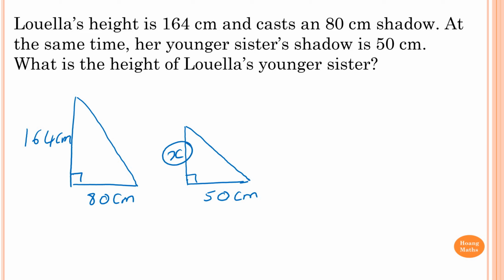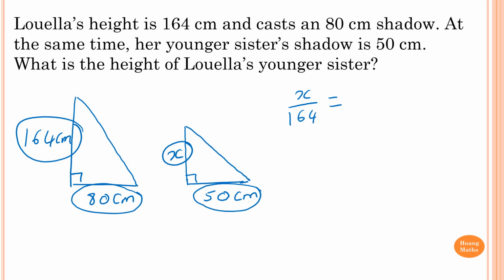So x is corresponding to 164. So we can write x over 164 is equal to 50 over 80. So all I need to do is times by 164. I times this by 164 as well, so that cancels out. So therefore we can find out x.